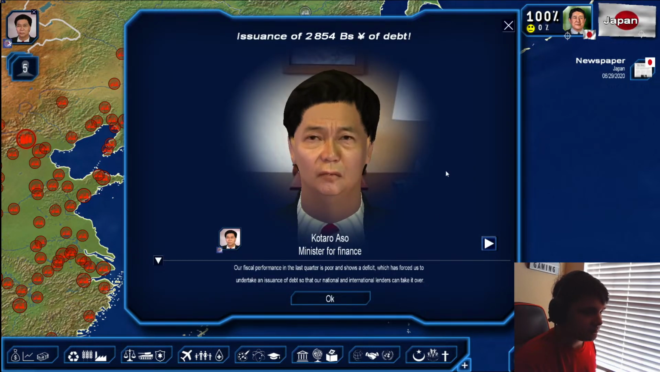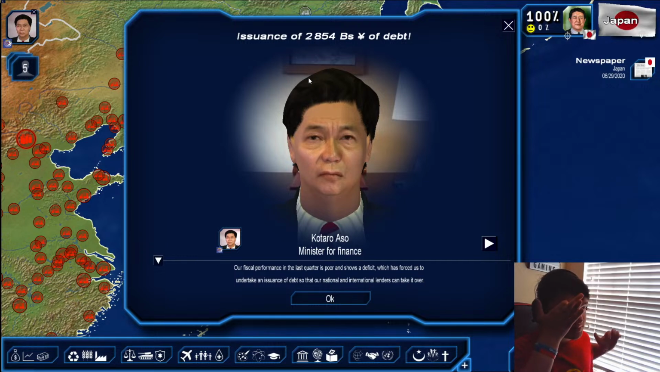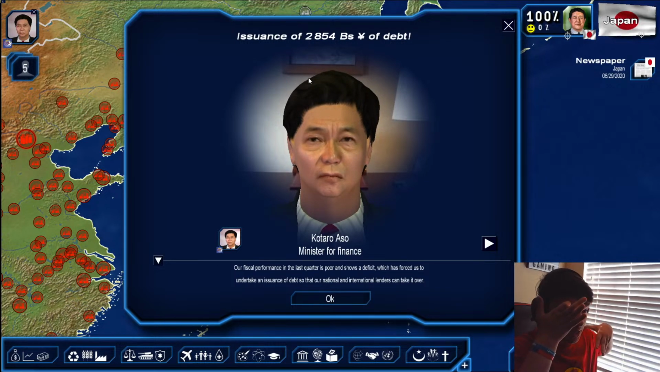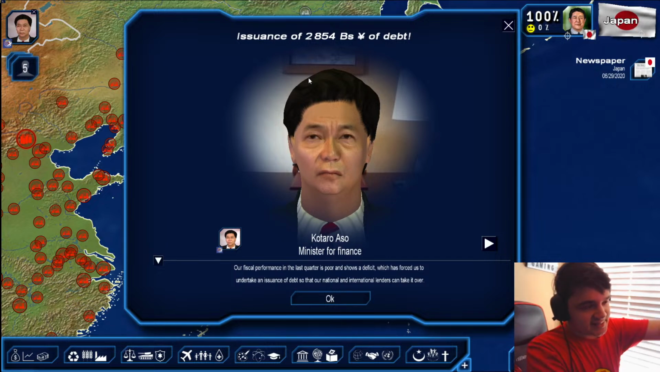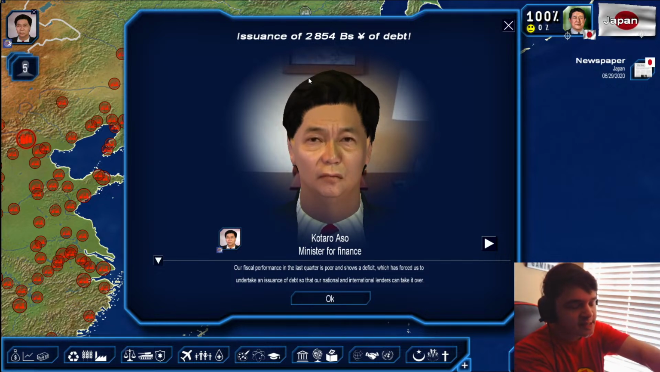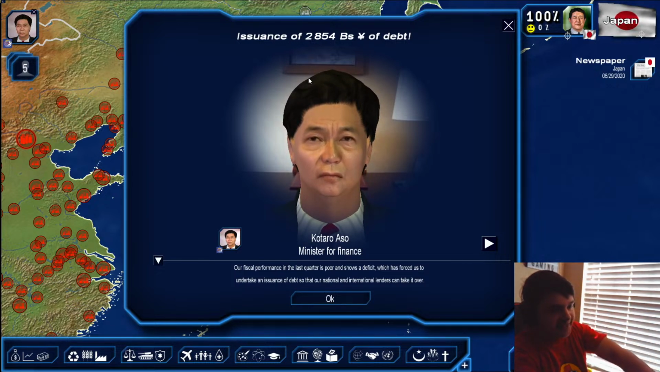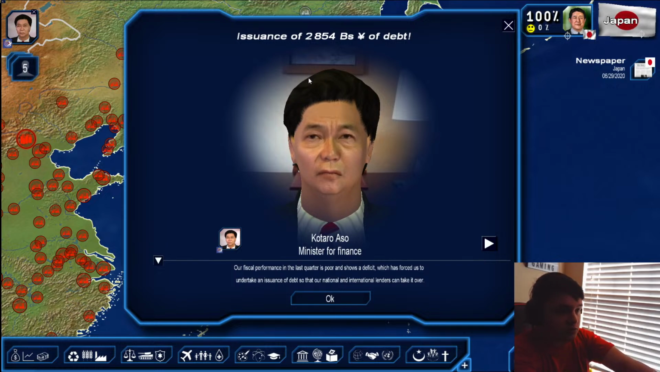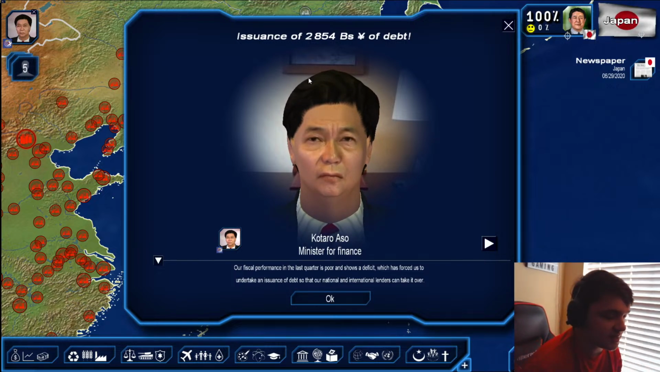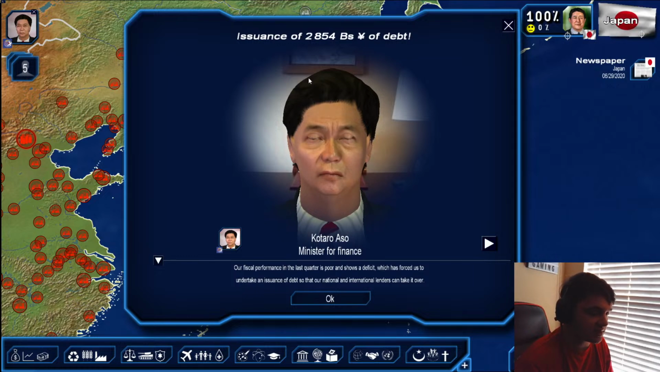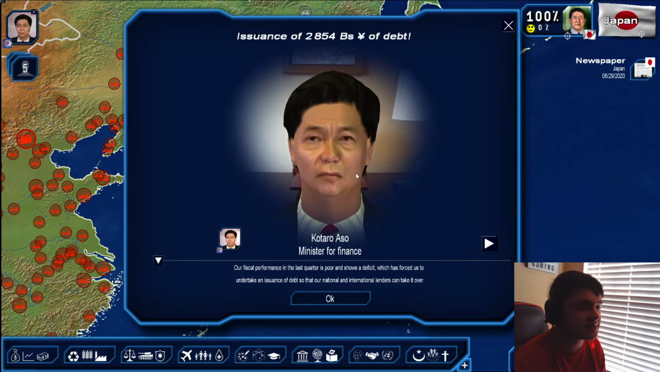Our fiscal performance. All right, so $28 billion in debt has been allocated toward us. 2.8 trillion yen, 2,854 billion yen is how much we just incurred into our national debt.